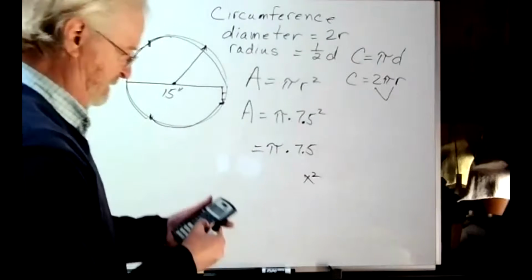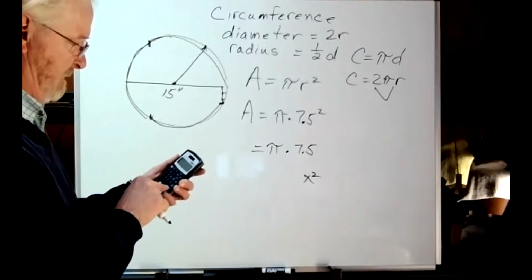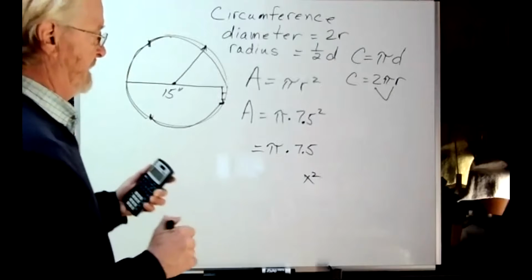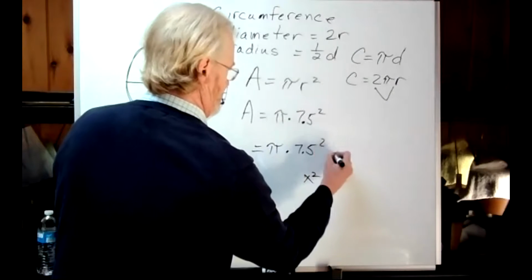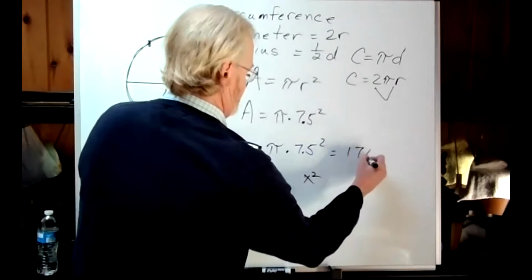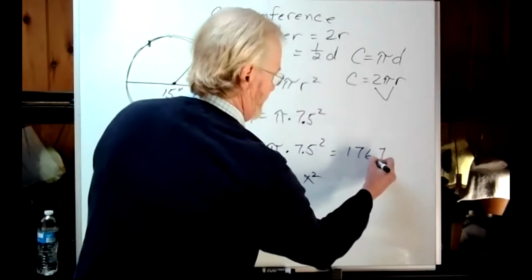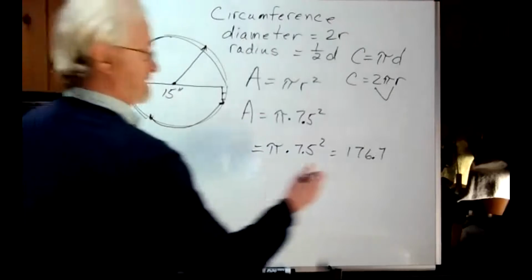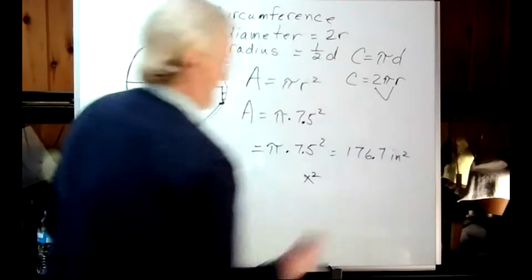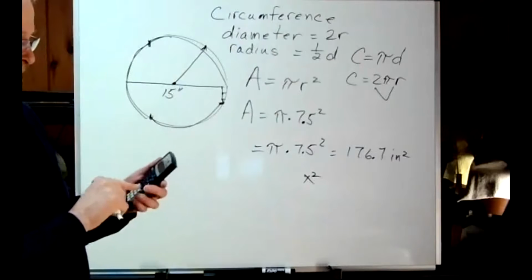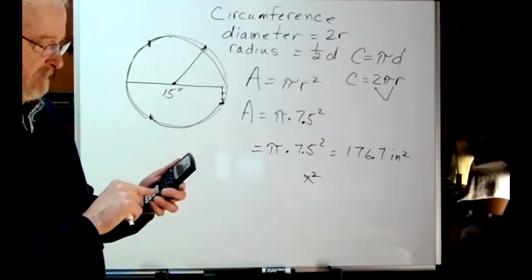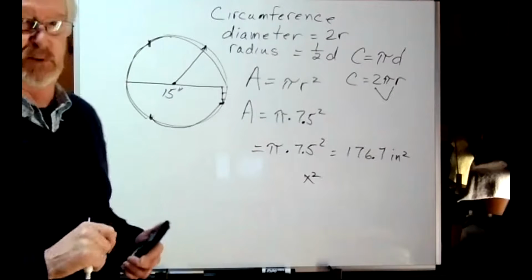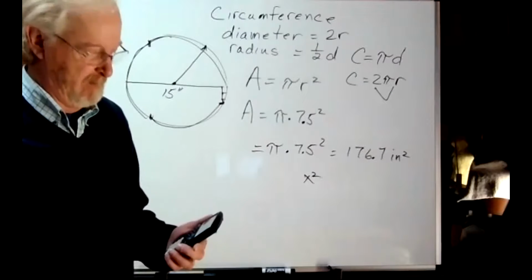Let's prove it. I'm going to do it. So here's pi times 7.5 times 7.5 the long way, and I got 176 point, I'll do one decimal point again, and this would be inches squared, square inches. And I'm just going to try this x squared button. Pi times 7.5 squared, yep. Same number, good. I was pretty sure that worked that way.